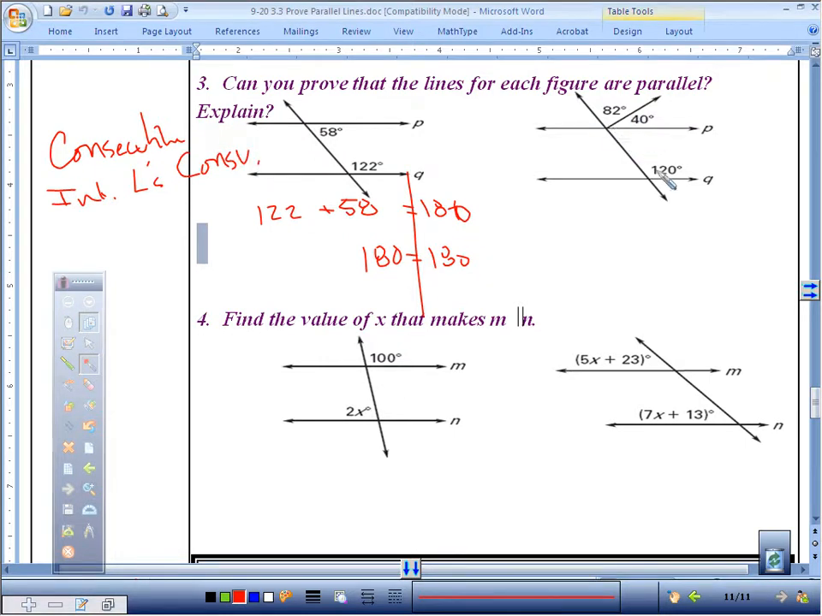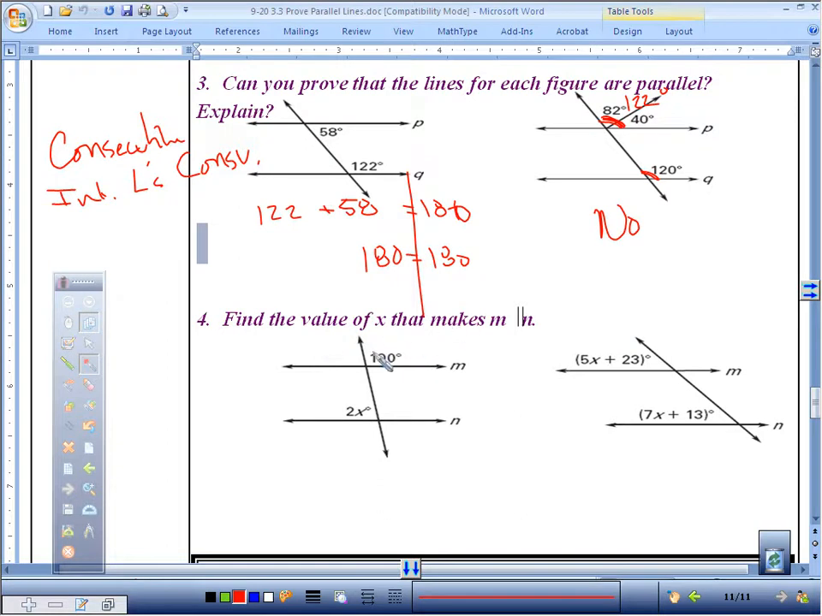And are we able to prove here? Well, if this is 82 and 40, this is also 122. These are in the corresponding position. If this entire angle, this would be the angle addition postulate, the parts equal the whole, is 122 and this is 120, then no, we are not able to prove that these two lines are parallel.